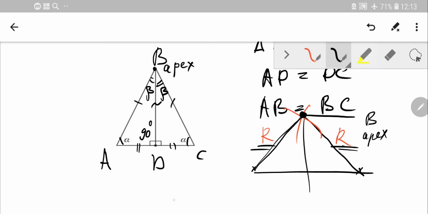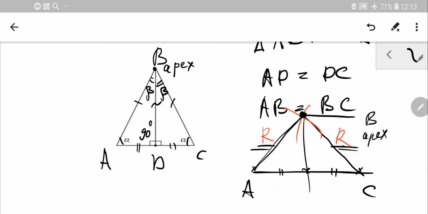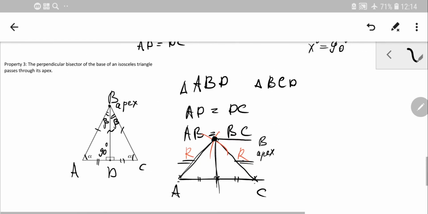Why are the two radii the same? Because we know that AB equals BC. And we also know that the perpendicular bisector should split the segment into two equal parts. So hence there is no way to go otherwise than through the apex point. It will intersect AB and BC in one single point, where exactly the two circles meet each other. Okay, so that's property 3.